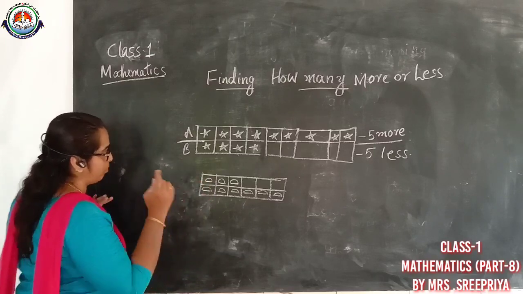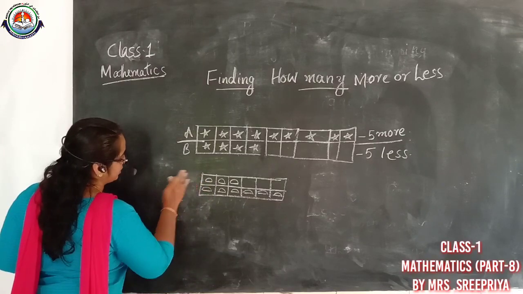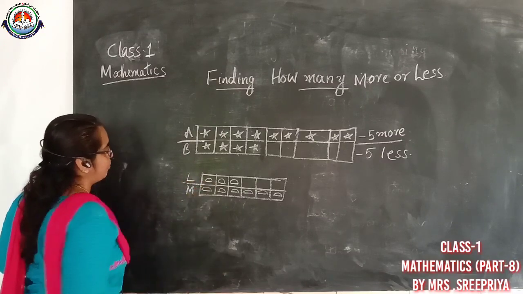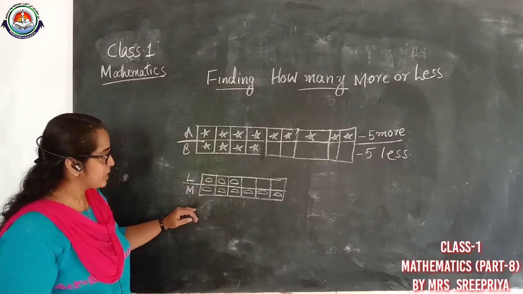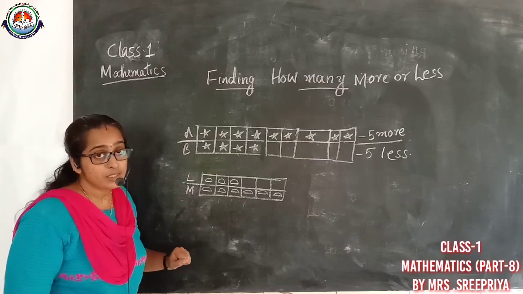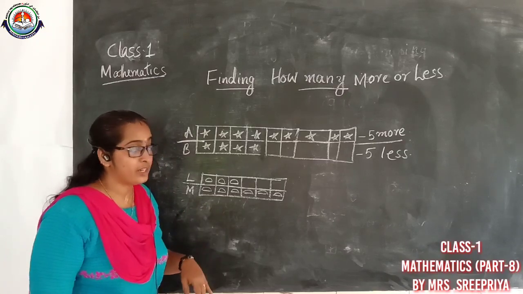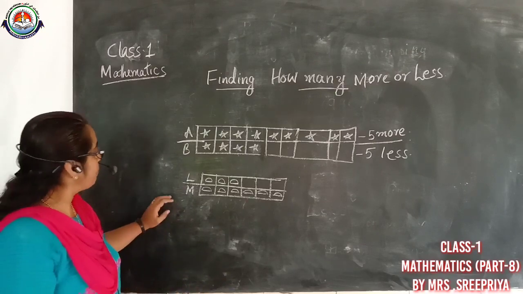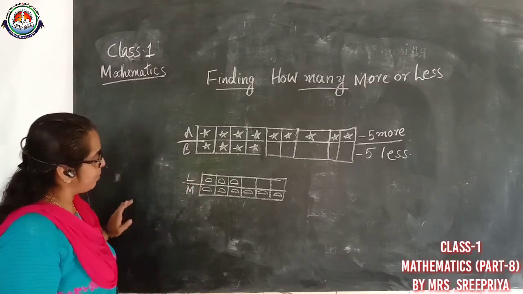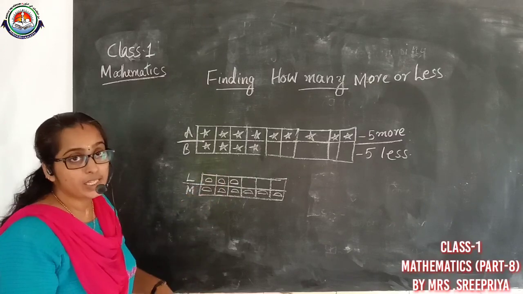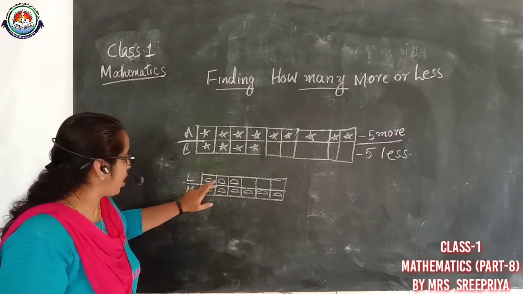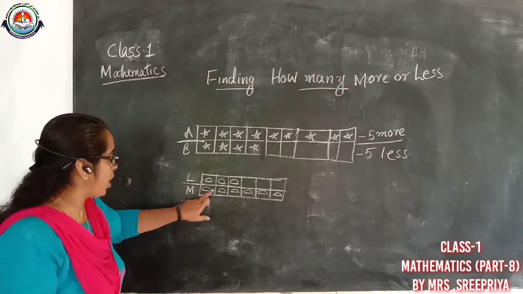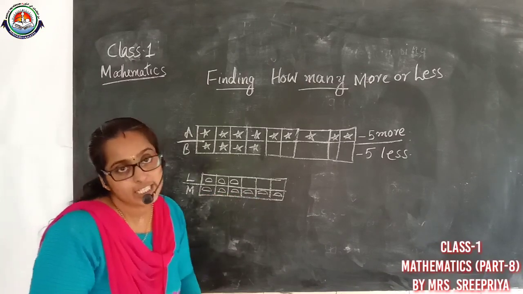We can give L and M. See this one. Which shape is this? You studied this already. Which shape? Very good. Semicircle. So this is L and M. L has how many? We can count and check. 1, 2, 3 are there. Very good. What about M? 1, 2, 3, 4, 5, 6 are there.